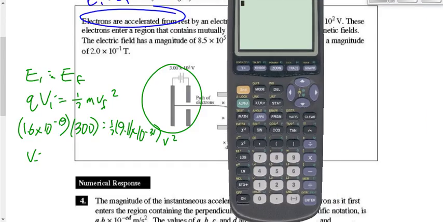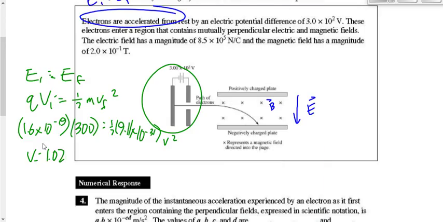So what do we got here? 1.6 times 10 to the minus 19 times 300 times 2, take the half over by multiplying by 2, divide by 9.11. And then let's square root that to get V. We end up getting 1.0265 times 10 to the 7 meters per second. Good? Okay, we just got something. Yep.